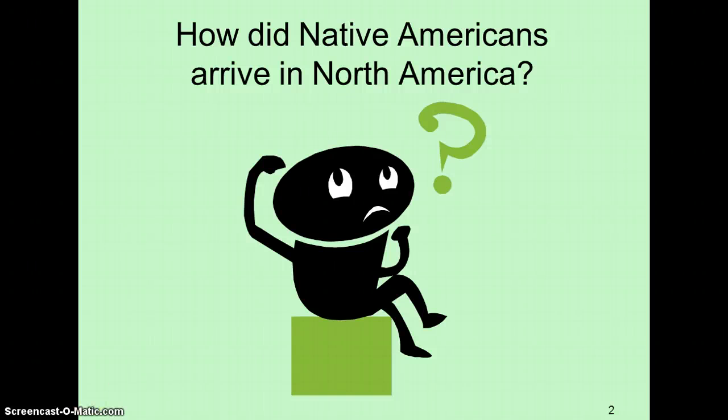How did Native Americans arrive in North America? We know when Columbus came here in 1492, he didn't find empty continents. Experts believe there may have been as many as 10 million Native Americans living all over North America, Central America, and South America. Well, how did they get here in the first place?